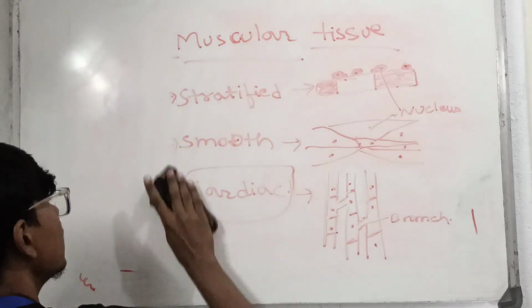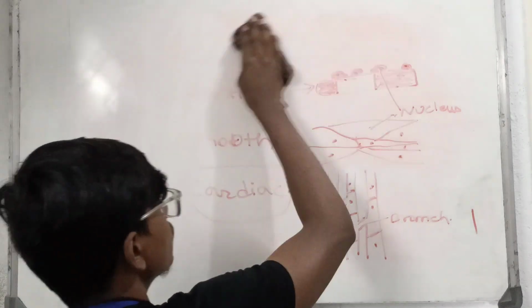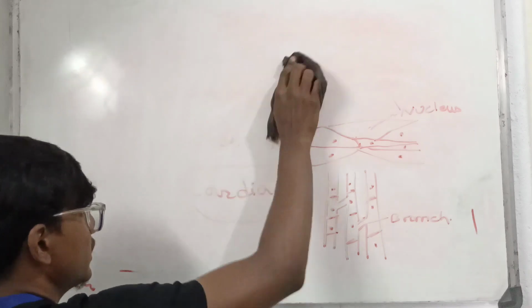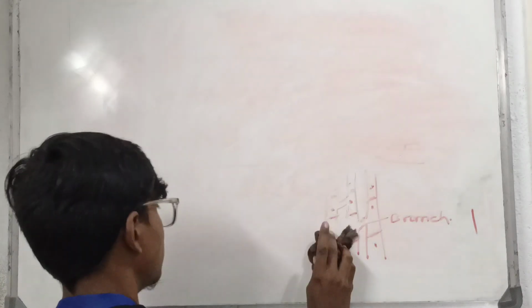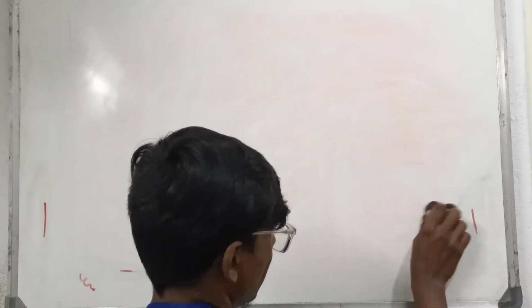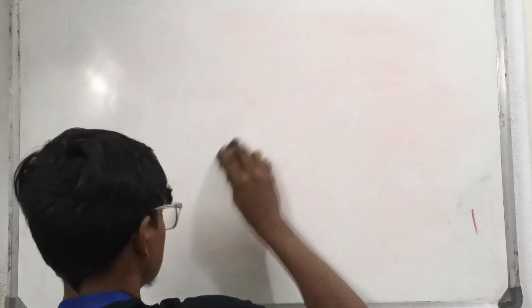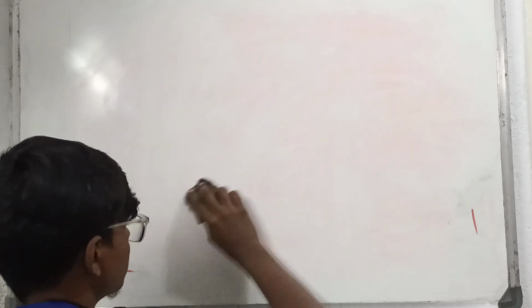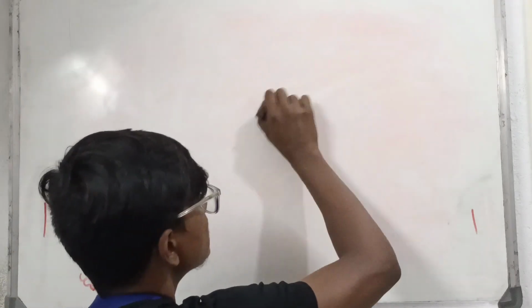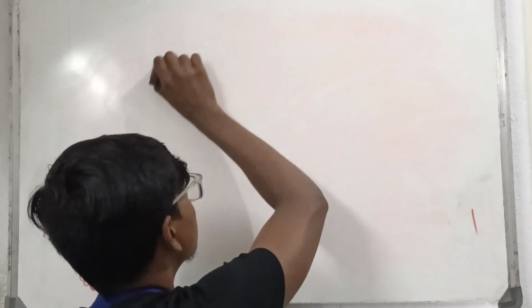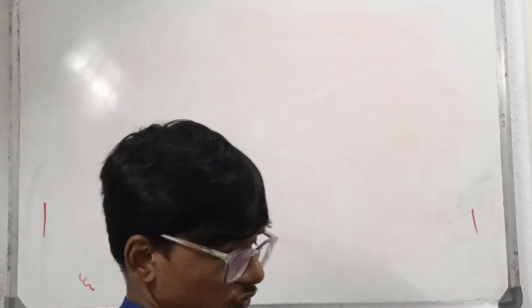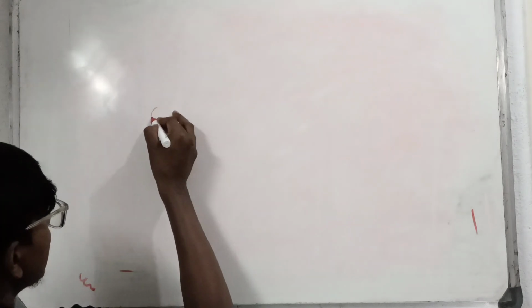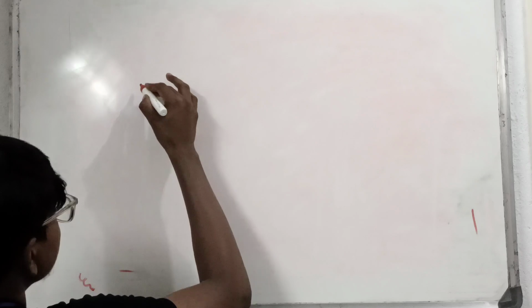Now next we will see the nervous tissue. This is the last topic of our chapter, nervous tissue. By the name you can guess where it is present. Like neuron cells you have seen. So neuron cells, if they form a group, it will form the nervous tissue. So in this nervous tissue, there is only one main thing for which I have to draw the diagram.